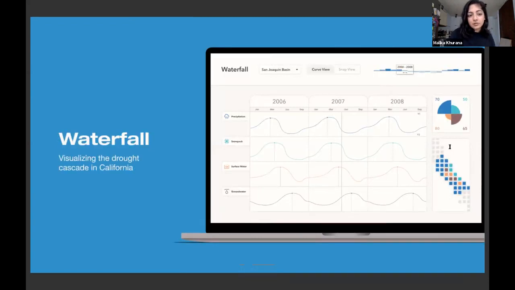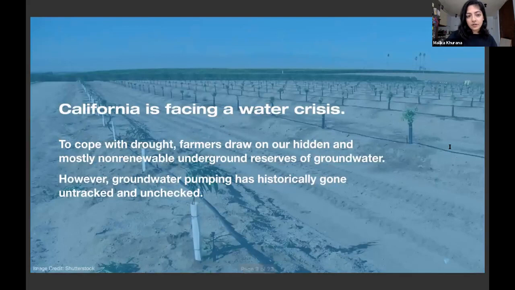So Waterfall is a tool to visualize the Drought Cascade in California. And again, here's a little sneak peek of the design of the tool. But to go into the bigger context of it, I think most of us are probably aware that California is facing a water crisis. And it's also in the unique position of being sort of the agricultural hub of a lot of the United States, providing a lot of produce for the whole country. And so this provides a really challenging situation.